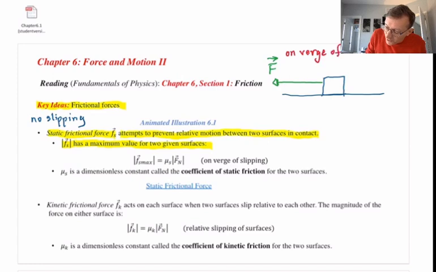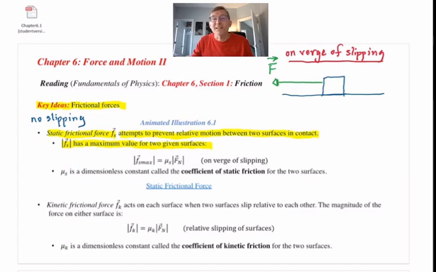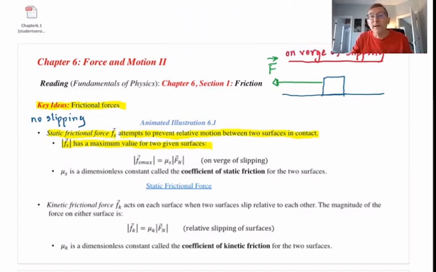the verge of slipping. That's an important phrase when you have a frictional force, okay? We say it's on the verge of slipping. The key word there is slipping. It's on the verge of slipping, okay?